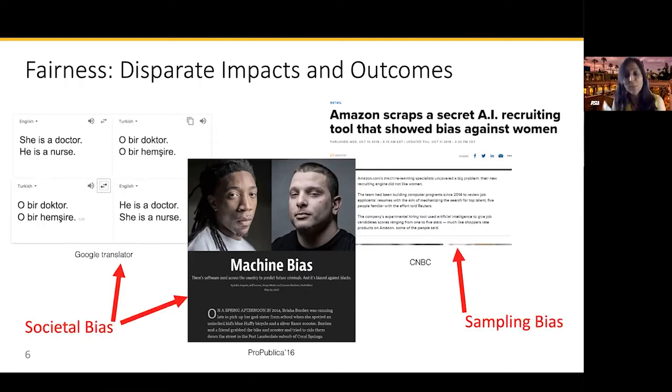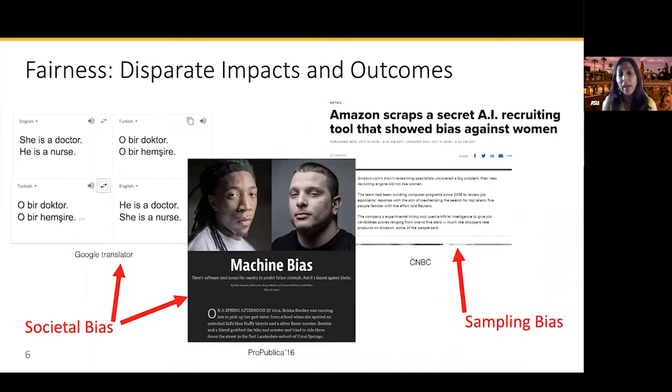Or maybe the humans were just not picking up women, right? There are all these examples of Google Translate where you could put she's a doctor, he's a nurse, and then it goes to Turkish, which is gender neutral, but when it comes back, it reflects that culture's biases of having more males as doctors and more females as nurses, right?